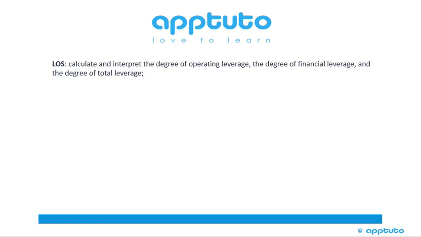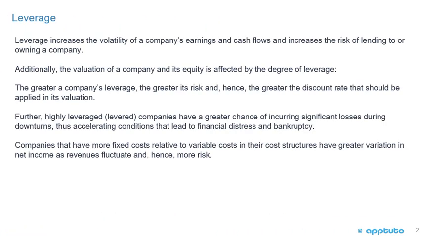This LOS is to calculate and interpret the degree of operating leverage, the degree of financial leverage, and the degree of total leverage. Leverage increases the volatility of a company's earnings and cash flows and increases the risk of lending to or owning a company. Additionally, the valuation of a company and its equity is affected by the degree of leverage.